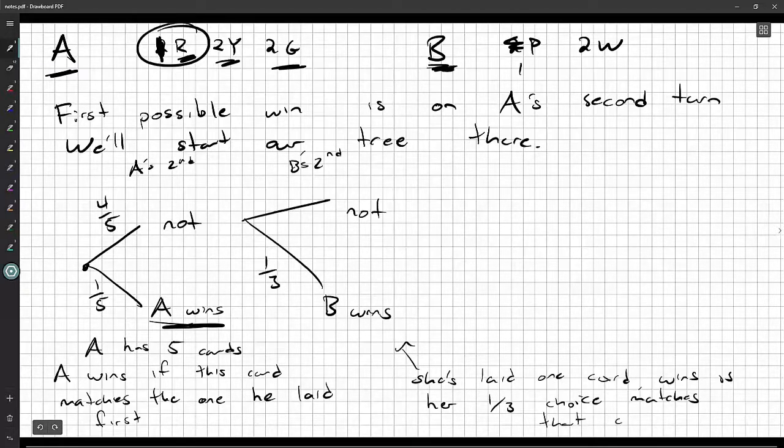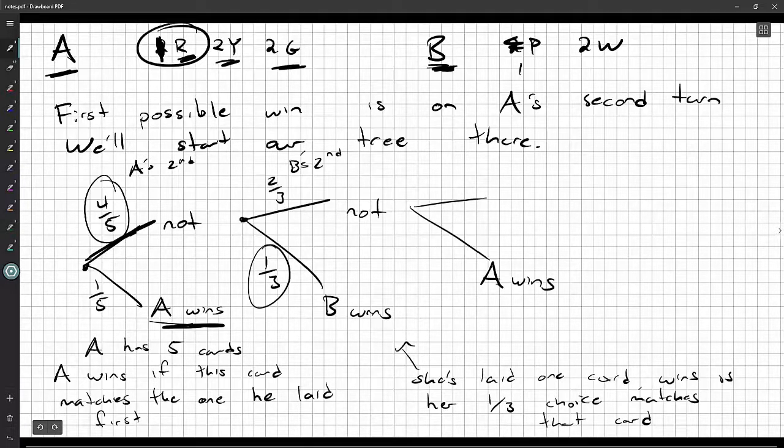So she matches that card. So she can win on the second turn, not with probability 1/3, but with 4/5 times 1/3, because you need to know Amir didn't win beforehand. Okay, so we can fill in 2/3 chance that at this point, if it's on her second turn, it's a 2/3 chance she won't win. Okay, and then we might run out of space here, but then there's a chance that Amir wins.